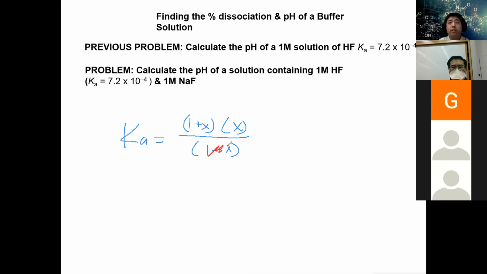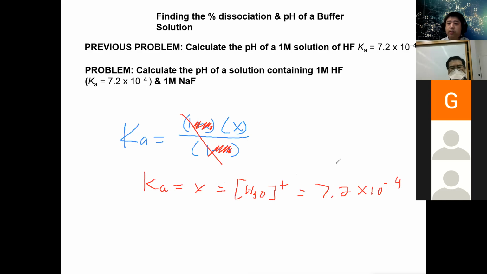I can cross out the minus x in my denominator, but I can also cross out the plus x in my numerator. Okay, so I can cross out both of these. Now, with that said, this is just 1 over 1. I can just simply divide that. Ka is equal to my x, which is equal to my concentration of H3O plus, which in this case is just equal to 7.2 times 10 to the negative 4.